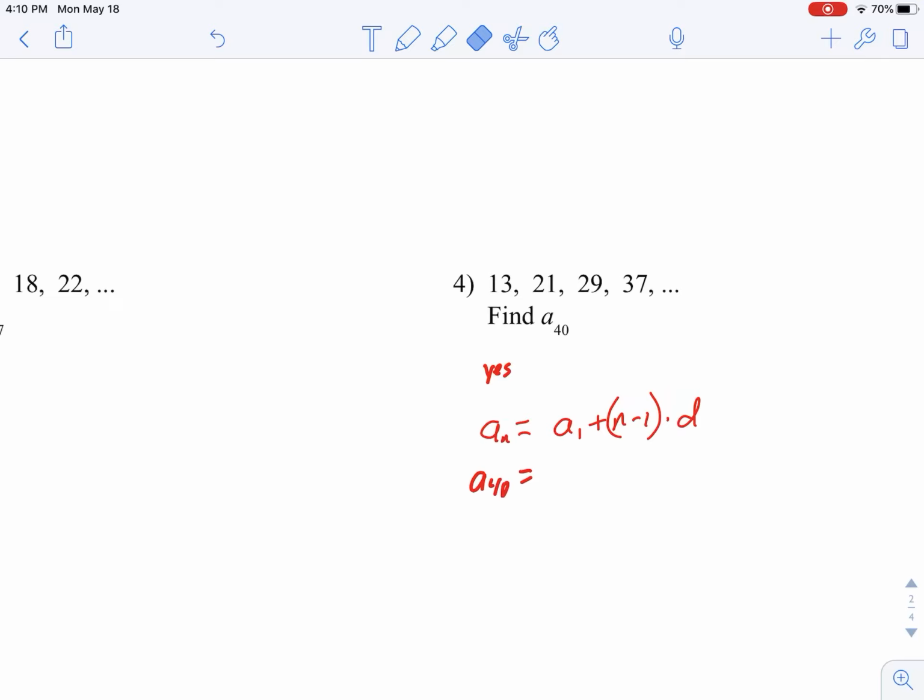That'd be crazy. So use the formula A1, which is the first term, that'd be 13, plus n minus 1, well, n is 40, so 40 minus 1 is 39, times d, the common difference. Remember what we got when we subtracted each time? We got 8. So 13 plus 39 times 8.